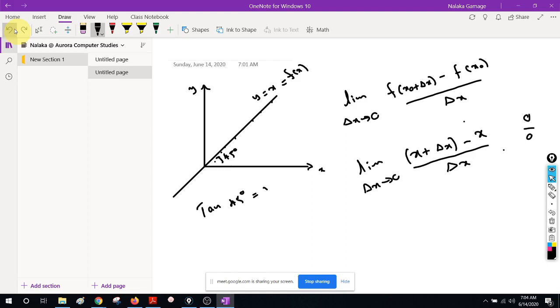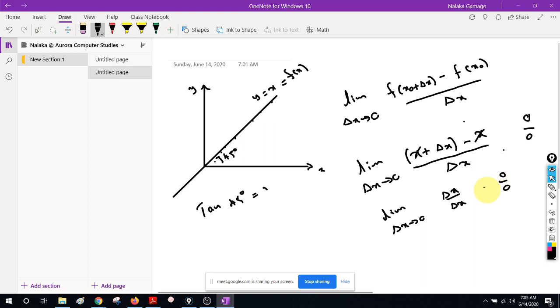So what I'm going to do is, I'm not going to substitute right now. I'm just going to make it cancel out, because x minus x can cancel out. Now it becomes limit delta x tends to 0, delta x divided by delta x, right? Now if I again apply delta x equals 0, it will become what? 0 divided by 0, right? It again becomes 0 divided by 0, therefore we are not yet done.